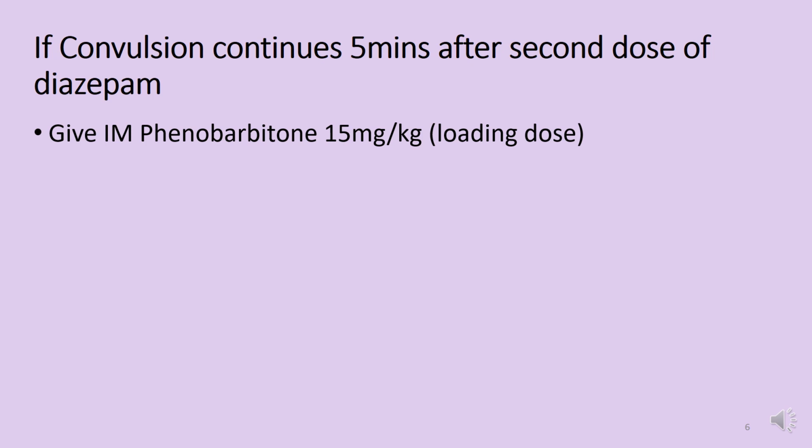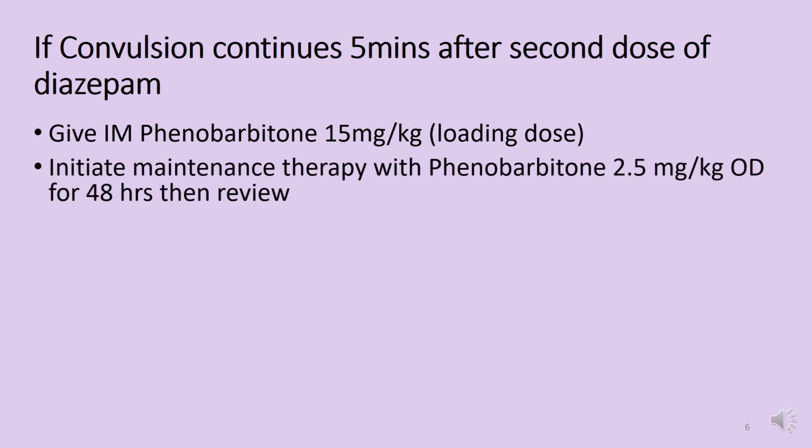Please note that phenobarbital is given intramuscularly. You will give it at a loading dose of 15 milligrams per kg body weight. Once that has happened, you need to start the child on maintenance dose of 2.5 milligrams per kilo. That is a daily dosing for 48 hours, and then you review them further.